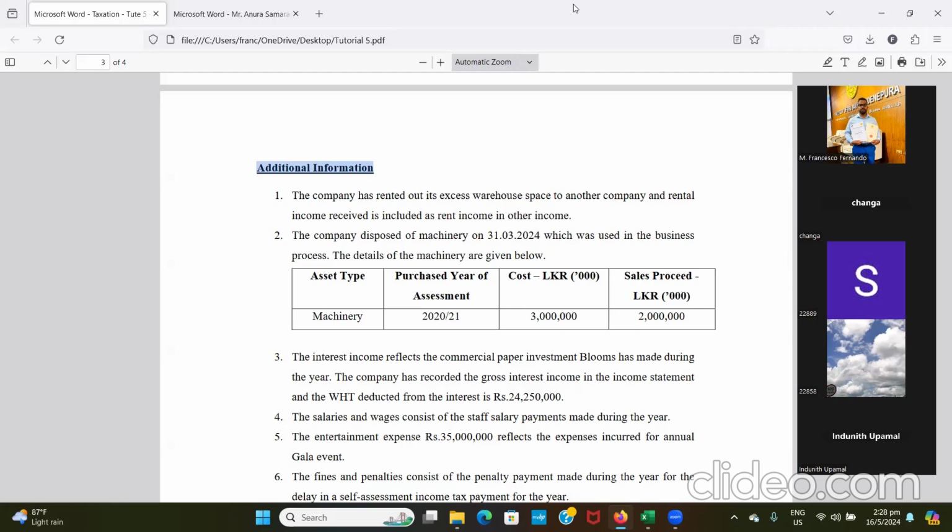For the disposal year, we are not taking depreciation. But for the year of acquisition, we take depreciation for the full year.